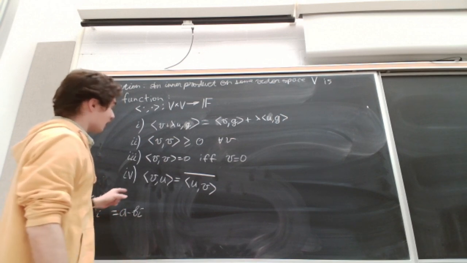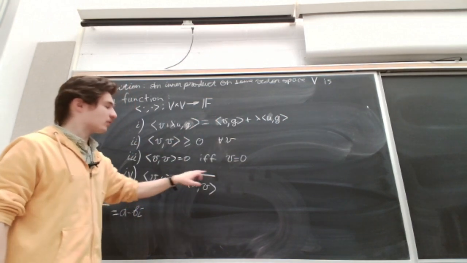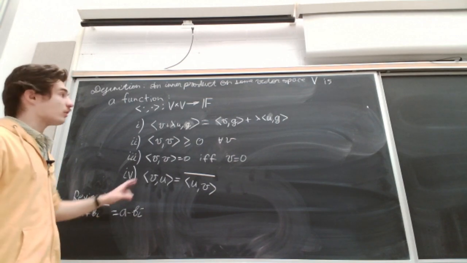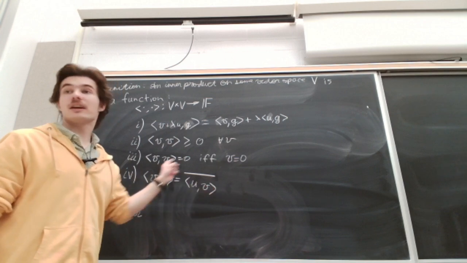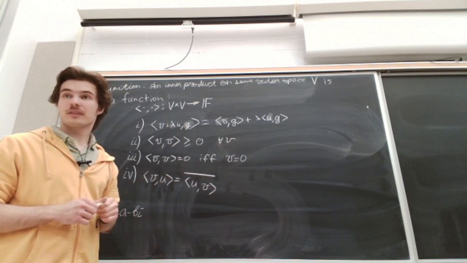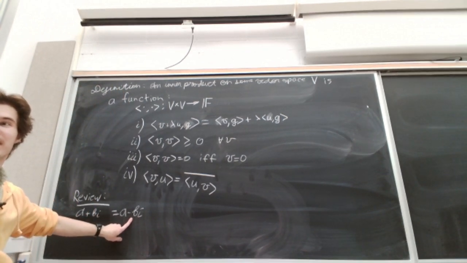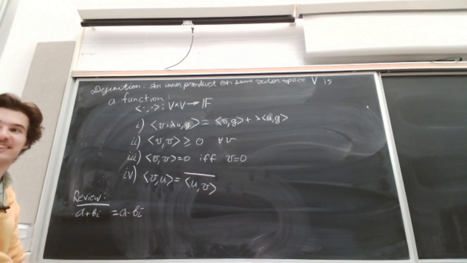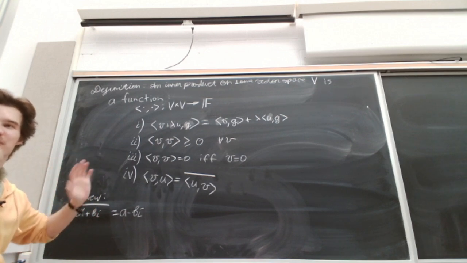And if the field was the real numbers, then this conjugate doesn't matter, because if you take the conjugate of a real number, it stays the same. So if this is an inner product over the real numbers, then it is in fact linear in both entries. What is the conjugate of a real number? Well, you write your real number as a plus bi, but there is no i. Exactly, b is 0.